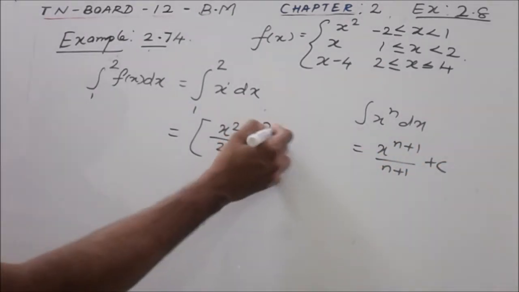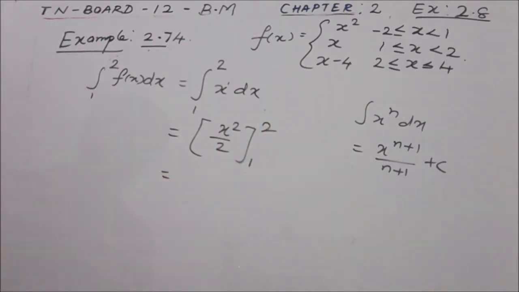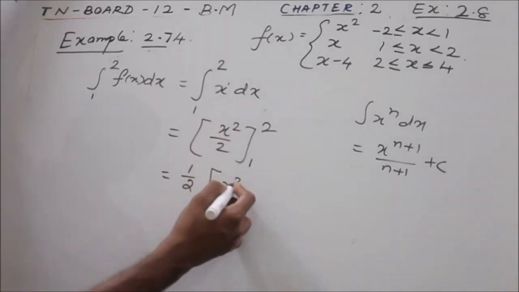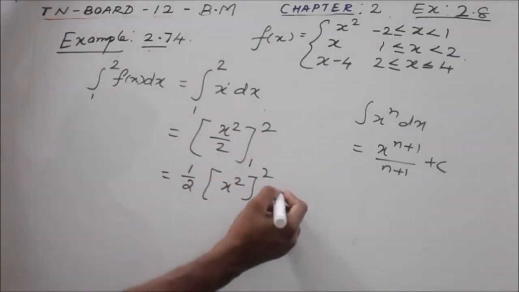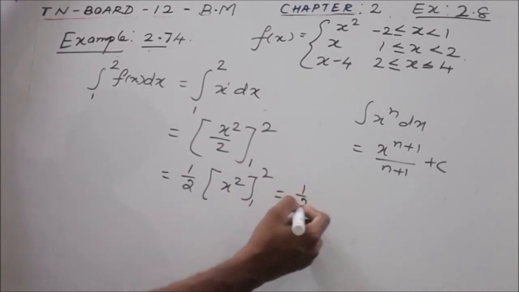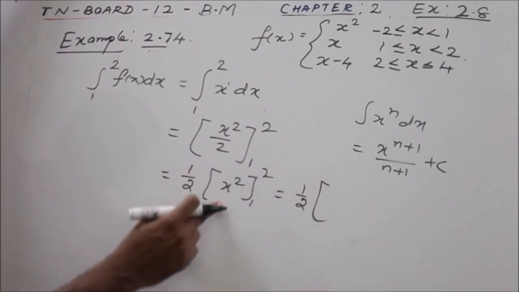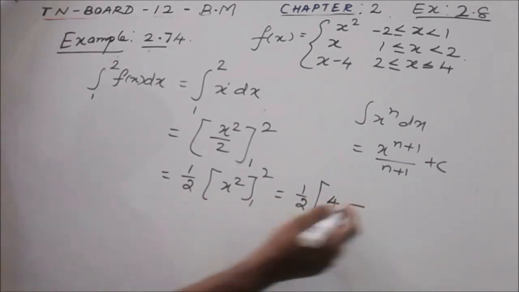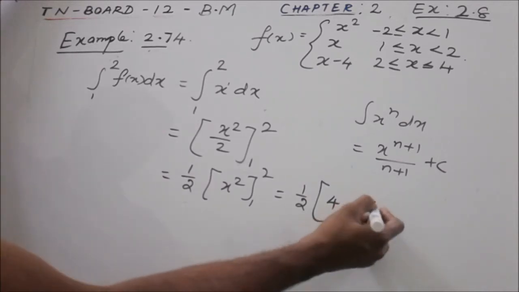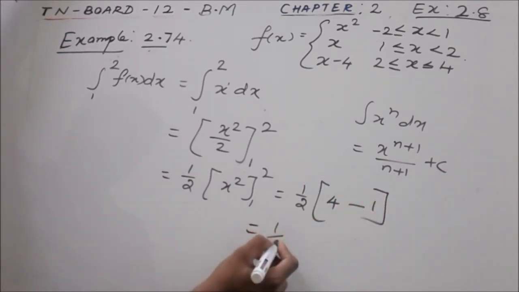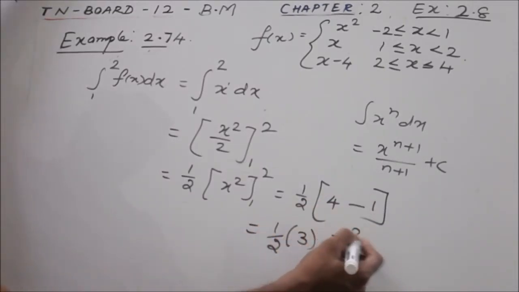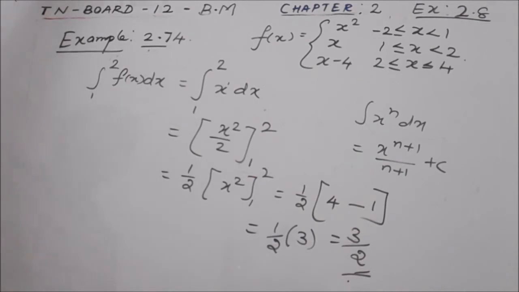Now substituting upper and lower limits here. Now 1 by 2 is taken out. Simply x square, limit 1 to 2. Substituting the upper limit 2 square, 4, minus the lower limit 1 square, 1. That is equal to 1 by 2 into 4 minus 1, 3, equal to 3 by 2. So the answer for the second one is 3 by 2.